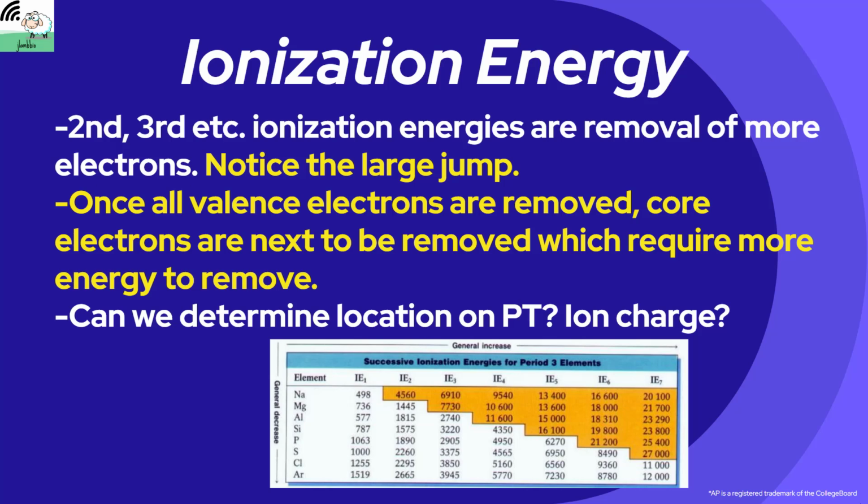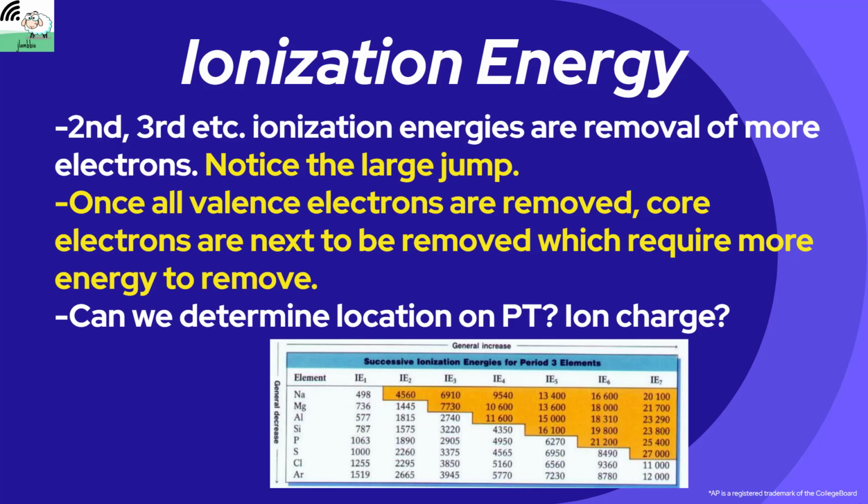So let's look at sodium. Sodium's first ionization energy is 498 kilojoules per mole. The second ionization is 4,560, nearly 10 times higher than the first one. Well, why is that the case? Once all the valence electrons are removed, core electrons are the next to be removed, which require much more energy to be removed. And based on this information, we can determine things like location on the periodic table.